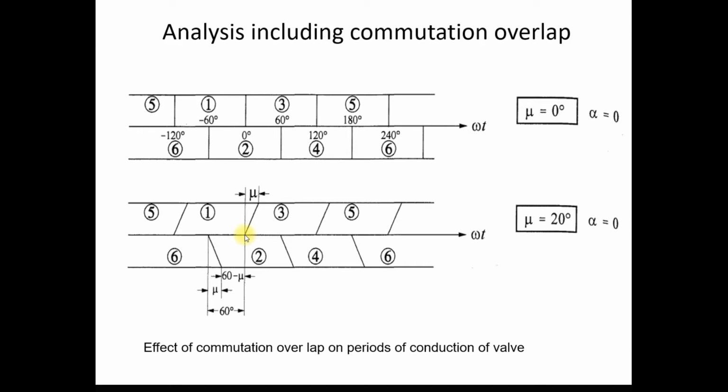Because after this point, in the upper group, valves 1 and 3 both start conducting. Clear? So in this mu period, 1, 2 and 3 are conducting. Same way, for the 60 minus mu, only 2 and 3 are conducting. So it means that during the commutation 3 valves are conducting, and except for the commutation period only 2 valves are conducting. But this is the conduction period when mu is 20 and alpha is 0. Here alpha is 0. Clear?